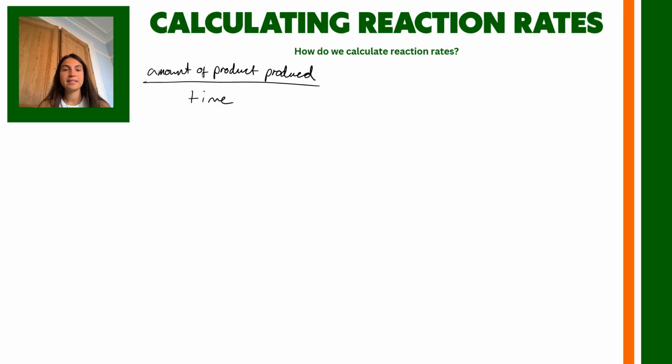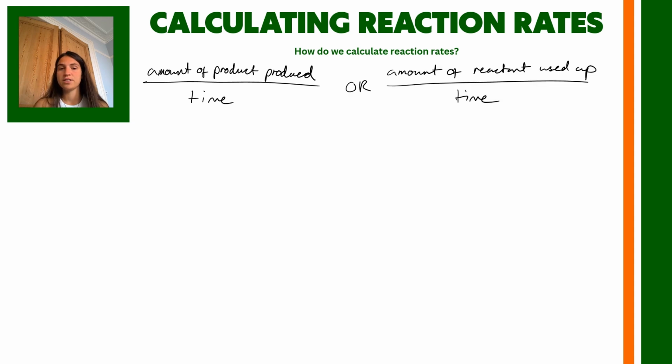Okay, calculating rates of reaction. How do we calculate it? So you can do either the amount of product produced in a given time or the amount of reactant used up in a given time. And remember, these two are the same because of your conservation of mass. Using up that reactant's mass is equivalent to that product being made's mass.